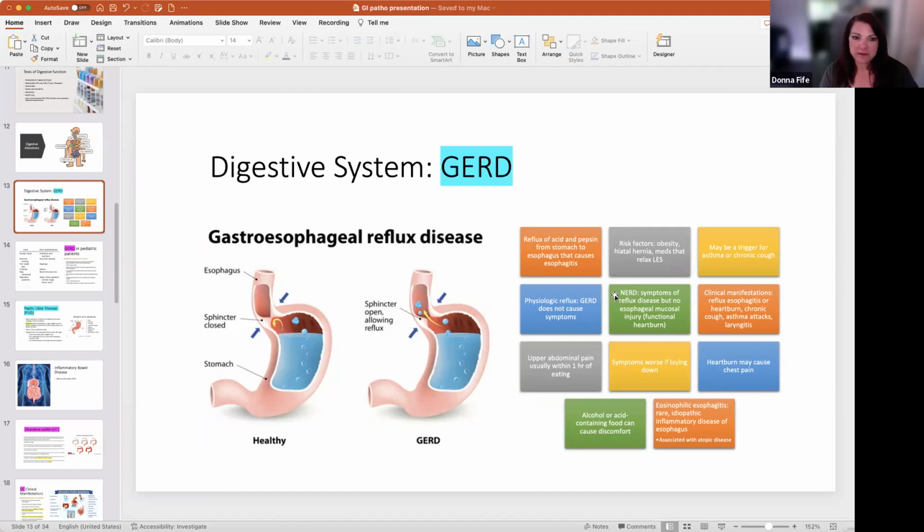Heartburn may cause chest pain. This can be something that can scare a patient thinking that they're having a heart attack. So it can cause chest pain. Alcohol or acid-containing food can cause discomfort. Spicy foods, drinking too much alcohol, in particular stuff like whiskey, wine, different things like that can aggravate this. And there's also a condition, eosinophilic esophagitis, which is a rare idiopathic inflammatory disease of the esophagus, and this is associated with atopic disease.